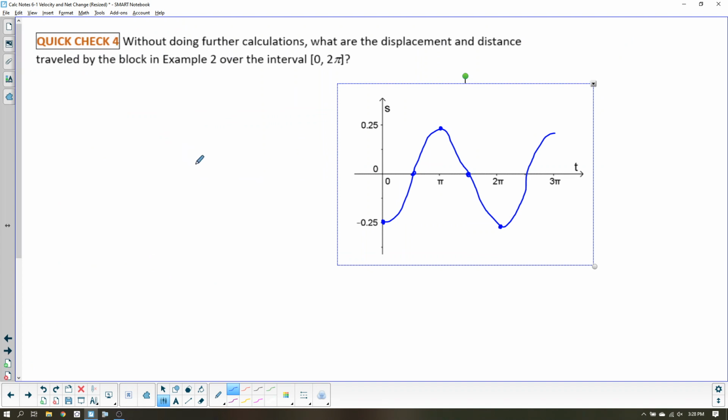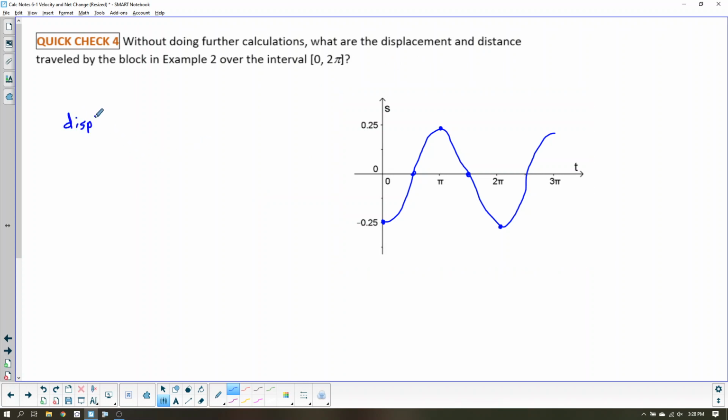It says, without doing further calculations, what are the displacement and the distance traveled? Let's do displacement first. I know it said don't do additional computations, but notationally, the displacement over 0 to 2 pi would be s of 2 pi minus s of 0, ending position minus starting position. Well, they're the same thing, so obviously it's 0. Over that interval, the net change in position is 0, because it ended up back where it started.